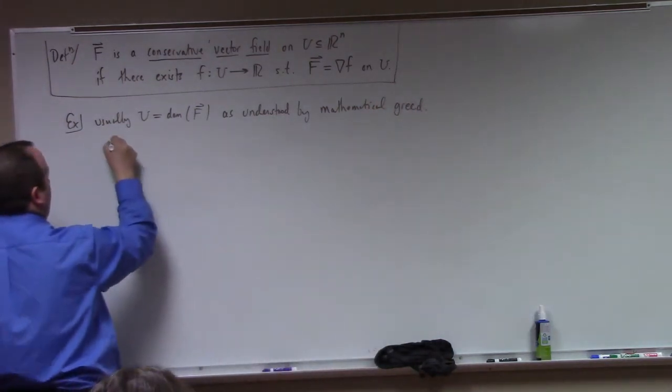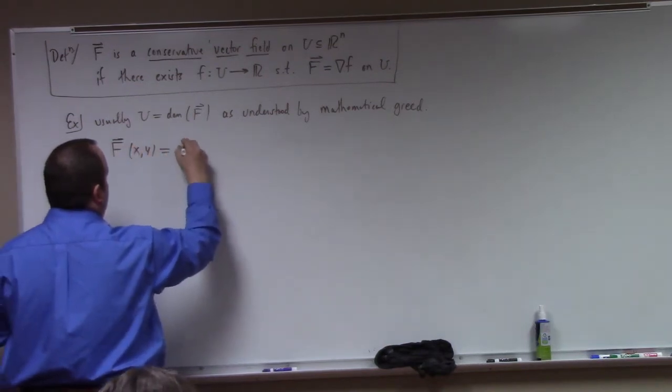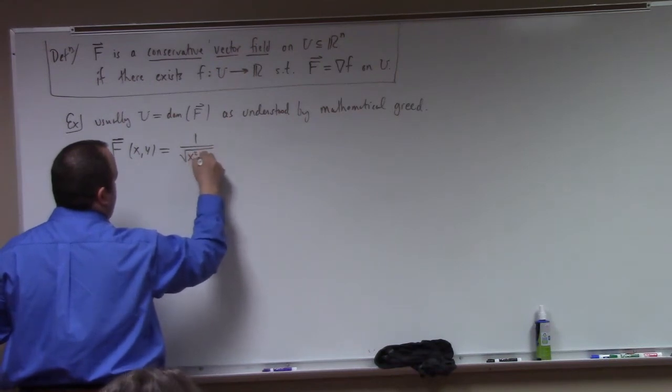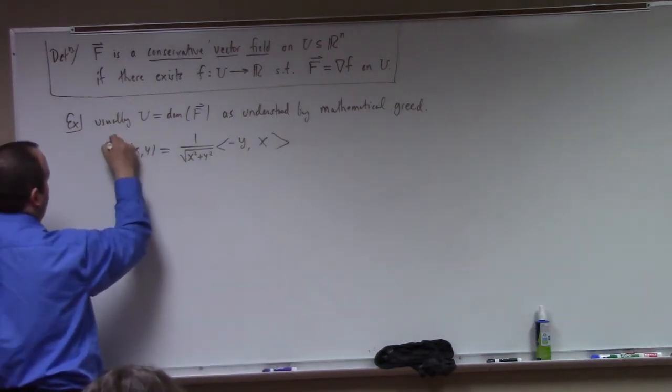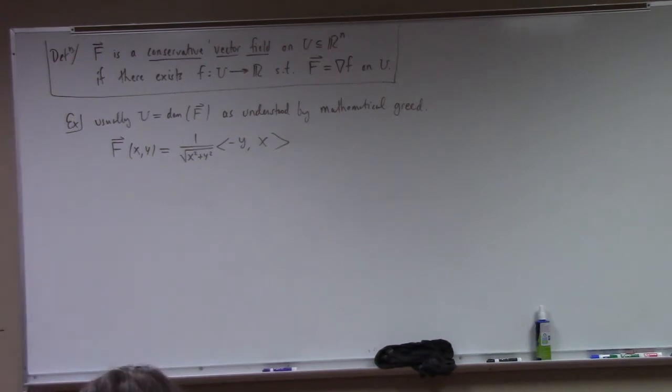For example, if you had F of x, y equal to 1 over the square root of x squared plus y squared times (minus y, x), for example, this vector field. What's the domain? The square root of x squared plus y squared has to be greater than 0. I can plug in x equals 1, y equals minus 1. That's fine. It cannot equal 0? Yes, indeed. The domain of F should be the punctured plane.